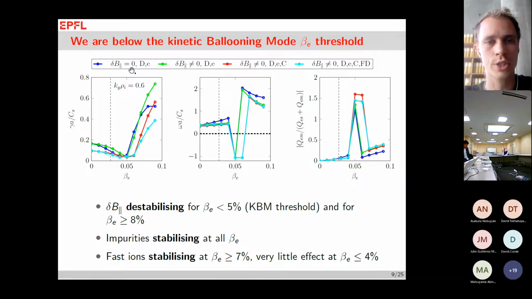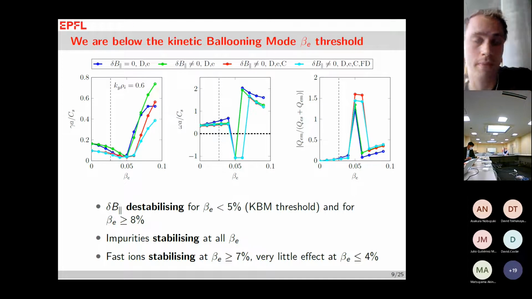First of all, we have the blue one, which is, again, just two species without parallel magnetic field fluctuations. If we add those, we see that we have slight destabilization as we increase beta. So this in fact is very small at low beta, but this destabilization increases as we increase beta. If we consider impurities, then we go from the green to the red line. So we have a stabilization at all beta because of impurities. Finally, if we add fast ions, we have almost no effect at very low beta, but this effect seems to be slightly increasing with large beta. There is some kind of enhanced stabilization or destabilization in some cases of fast ions when you have a larger beta.